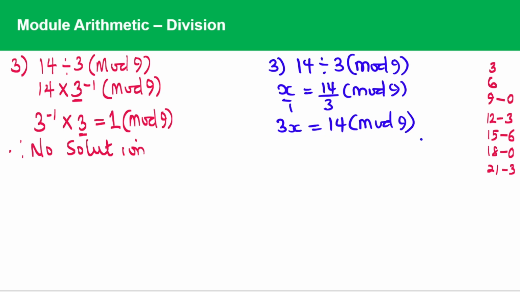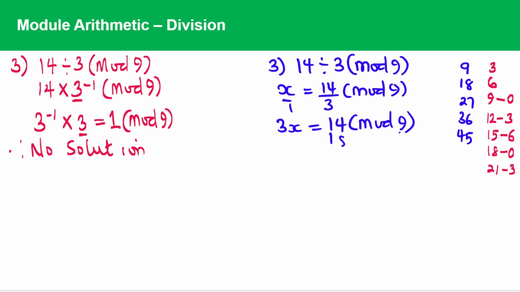So what do we do? We'll check for multiples of 9 that we can add to 14 to make 14 divisible by 3. Let's see if we have such a multiple. These are multiples of 9. You have 9, 18, and then you have 27, 36, you have 45, and so on. Now if we add 9 to 14, that will give us 23. 23 is not divisible by 3, so that will not work. The next multiple is 18.